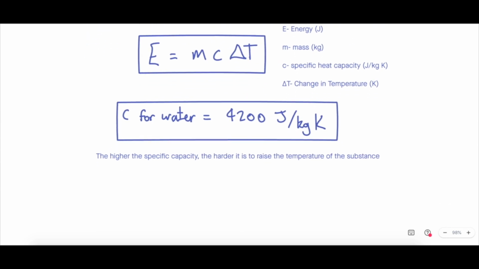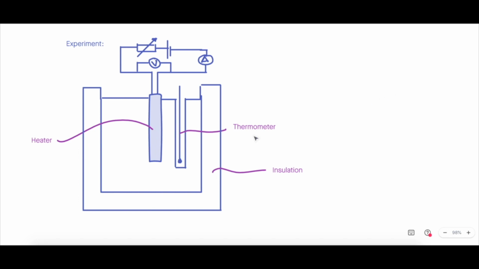So now an experiment that you can do for this. So let me explain what we have here. So in the middle here you have a metal block. So all of this represents a metal block. In that metal block you have a hole where you put a heater into it. That heater is connected to a circuit. You control how much heat energy transfers to the heater by changing this variable resistor here. Then you can measure the current and the potential difference using the ammeter and the voltmeter.